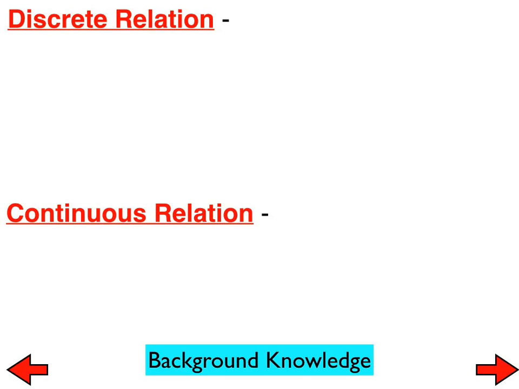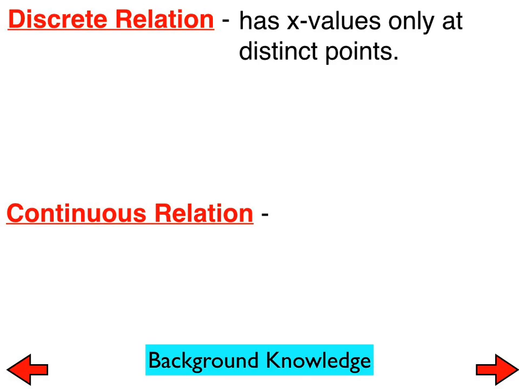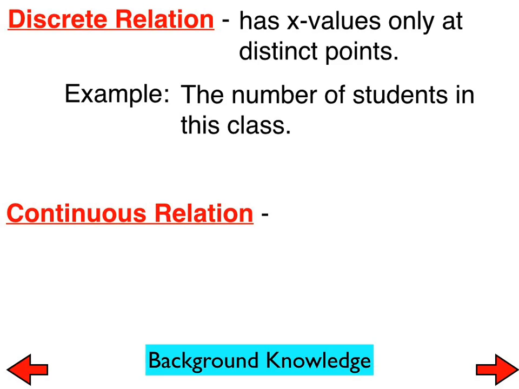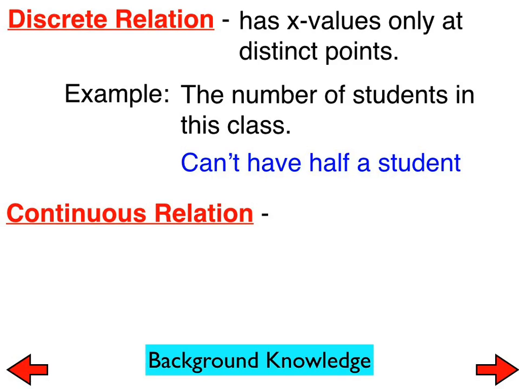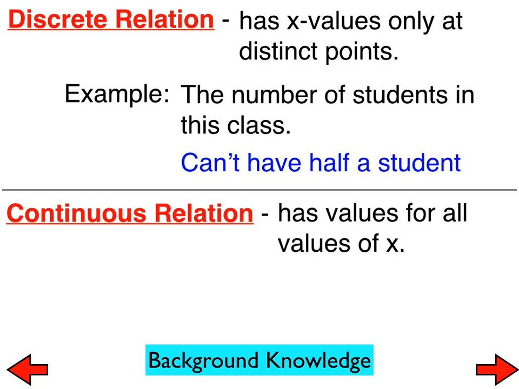Discrete relations are ones that we don't necessarily connect the ordered pairs together, because what's in between them doesn't make sense. And back when we talked about this, I gave you the example of the number of students in this class. That's a discrete relationship because you can't have half a student. A continuous one is where all the points in between also make sense, and so that's where you connect all of your points together.